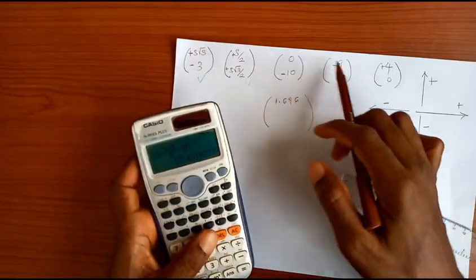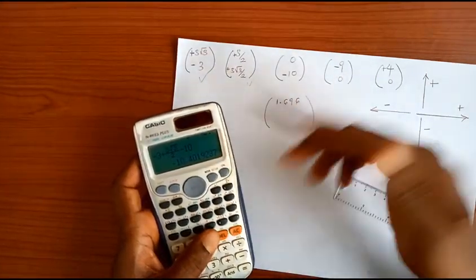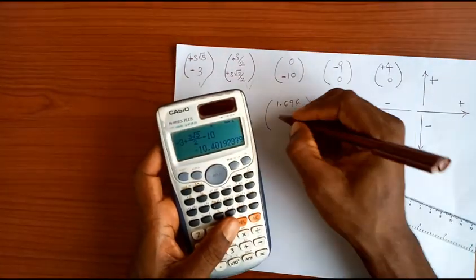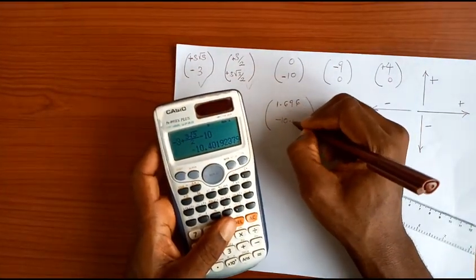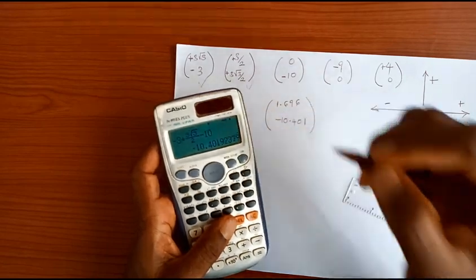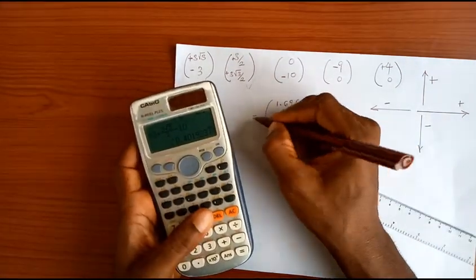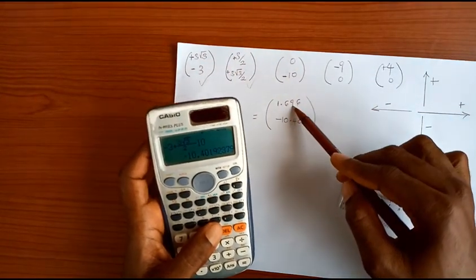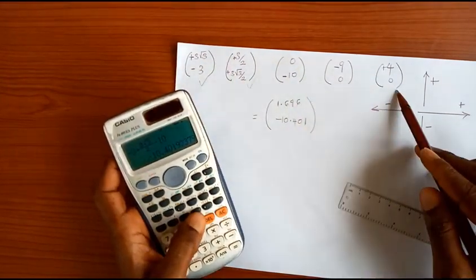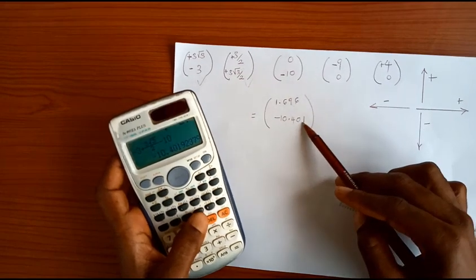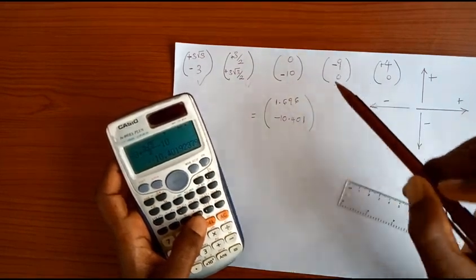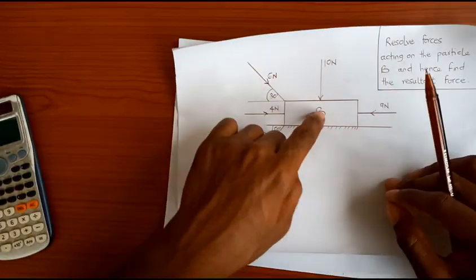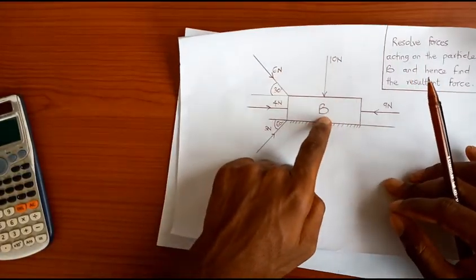So you see, these signs are very important. When you get them wrong, your answer will be wrong. What do we have here? Negative 10.401. So you see, when I added all the x components, it didn't give me 0. When I added all the y components, it didn't give me 0. This means there will be a resultant force acting on the body. So if this body is not hinged, you would have motion.